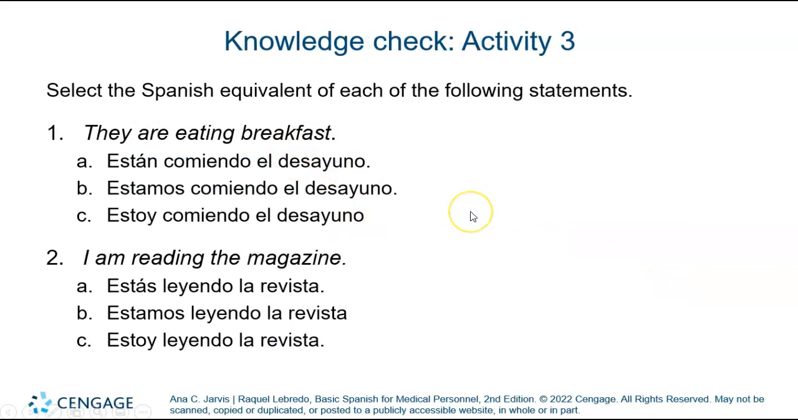Let's see if you can find the equivalent. Again, we're using the present progressive tense. So what would you do for number 1 and for number 2? Pause and take as much time as you need because I'm going to show you the answers.